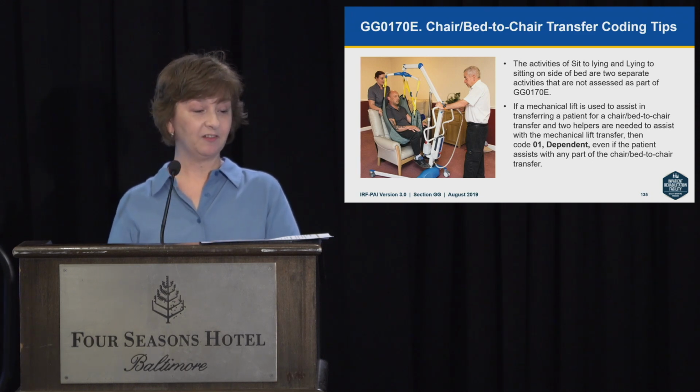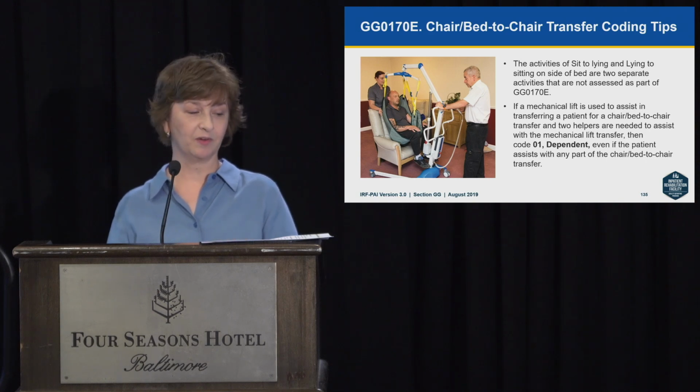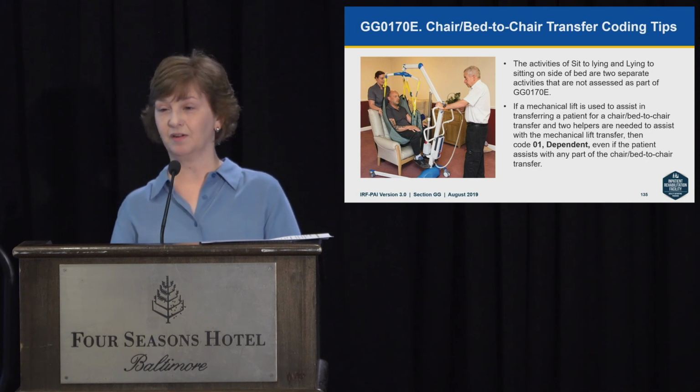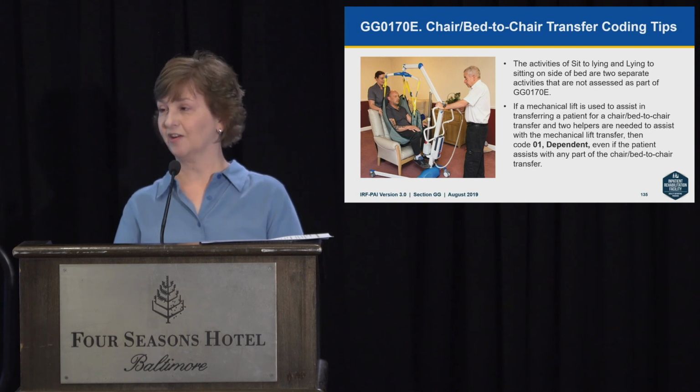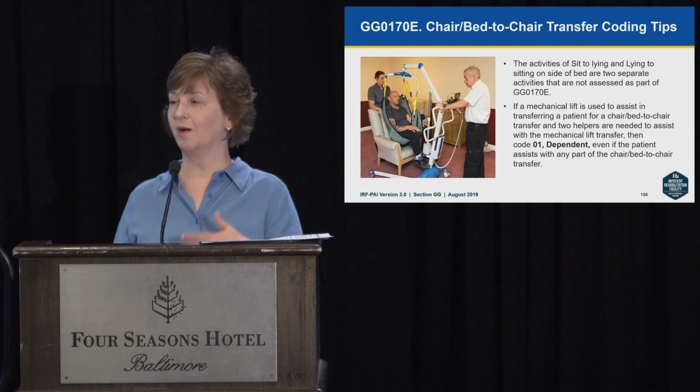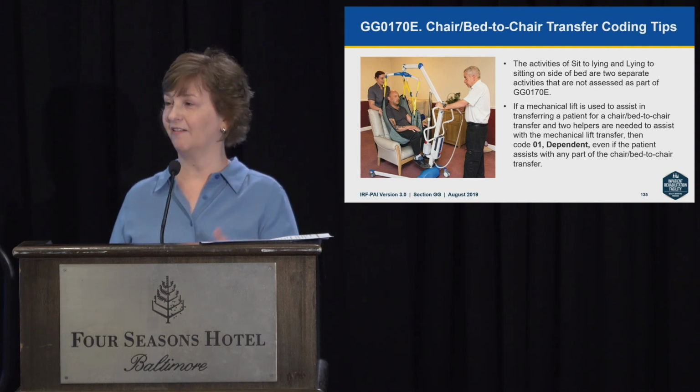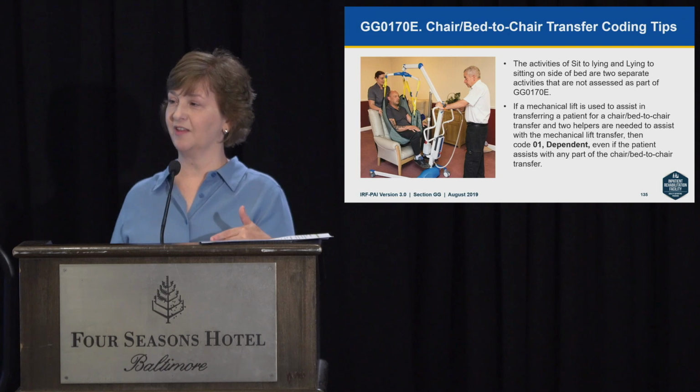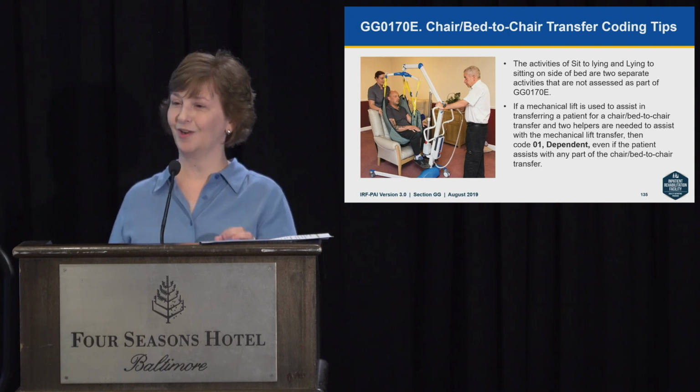If a mechanical lift is used to assist in transferring a patient for the bed to chair transfer, and 2 helpers are required to assist, the patient needs the assistance of 2 helpers, and they're using a mechanical lift, then the code would be 01, dependent, if the patient assists with any part of the bed to chair transfer. And again, the rationale is that if you follow the decision tree, if 2 or more helpers are required, you're always going to end up at that level 1, because all of the questions prior to that refer to 1 helper, 1 helper, 1 helper.